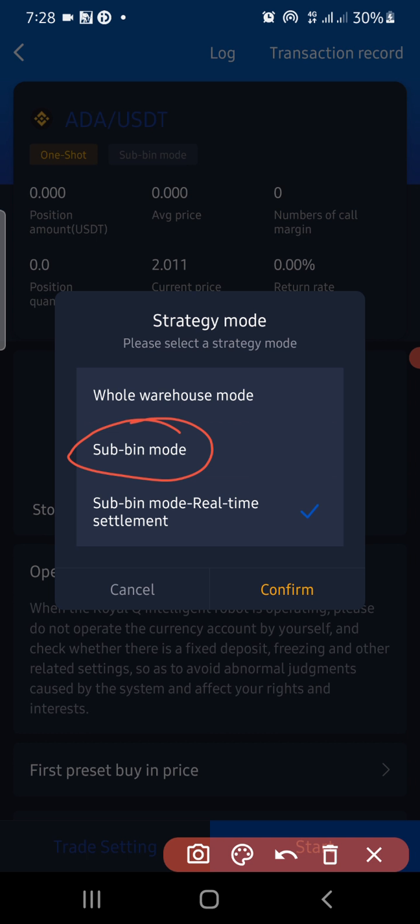The difference between this sub-in mode and sub-in mode real-time settlement is that for this sub-in mode, it will keep selling each of the levels for you, but the profit you are making for each of the levels will not reflect until all the levels have been sold. But for this sub-in mode real-time settlement, you'll be seeing the profit in real time. So I advise that you always use this.